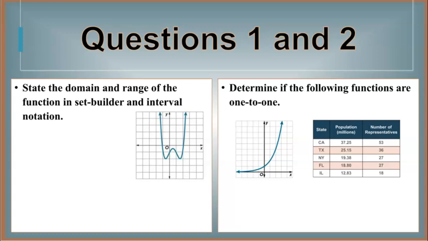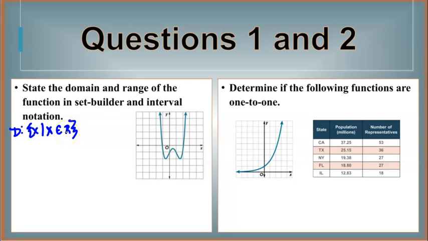Now set builder notation, so if I did the domain, so for this one, the domain would be all x values. That means I could put any x in here and it will land on the blue line. So in set builder notation, this would be x such that x is all real, or you could say x is an element of real.